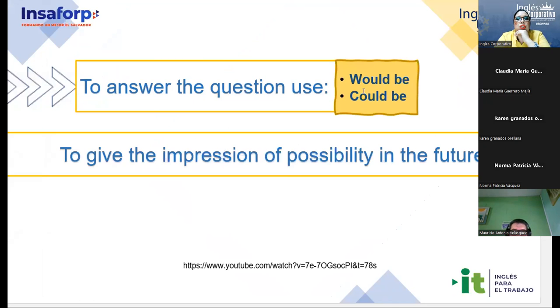To answer the question, use would be and could be. This is to give an impression as if it was a possibility, but in the future, like in an imaginary situation, right? For example, we were saying yesterday that you contribute to the mission of your company. For example, if you arrive to work early, if you assist clients satisfactorily.